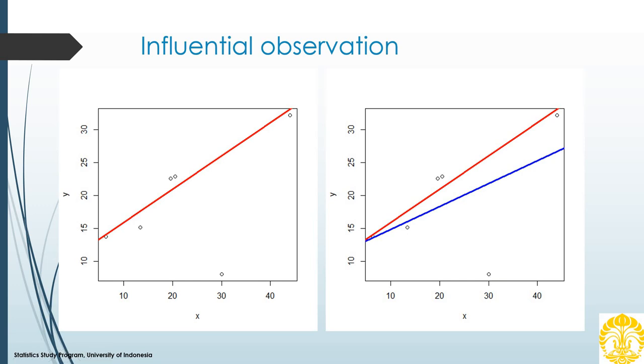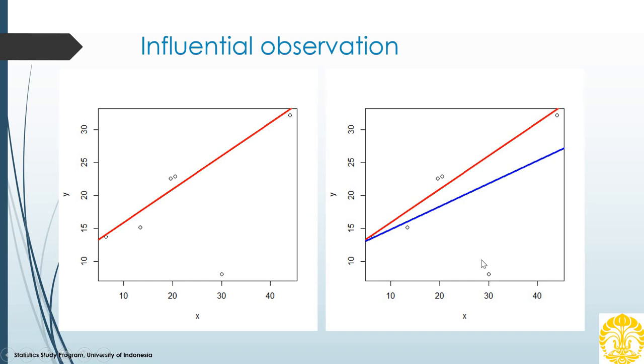So my suggestion is that if we have something like this, we need to analyze this one point separately, so that it doesn't mess up the already well established relationship, like what we have on the graph on the left.